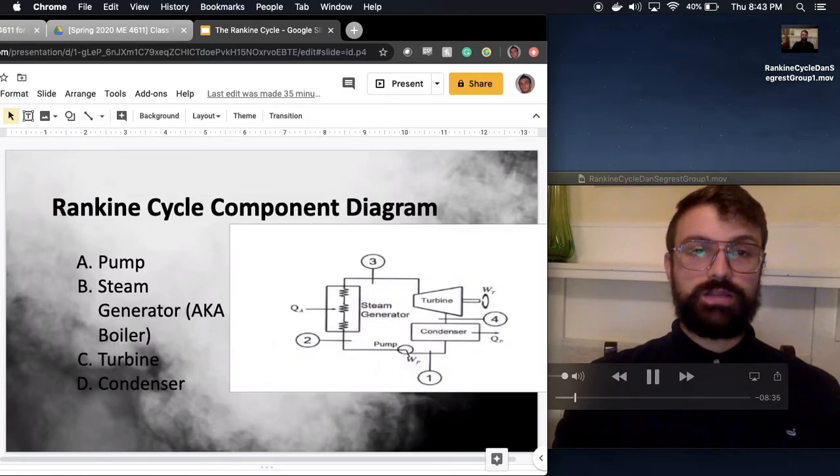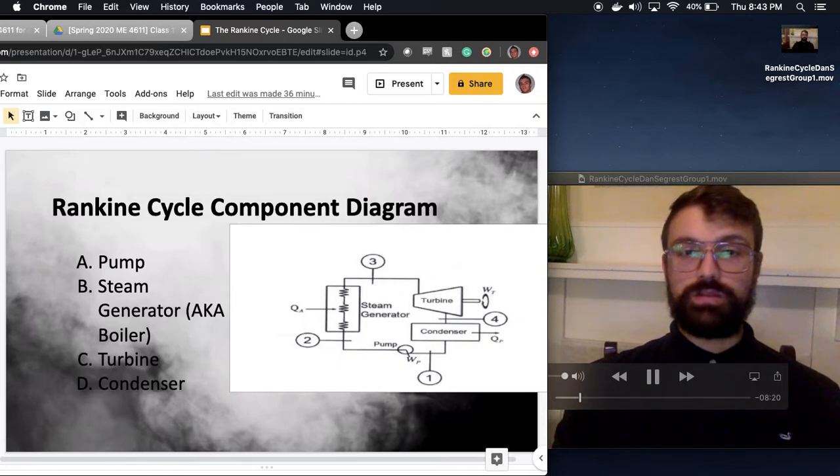So in the setup here we have the component diagram, which is going to consist of four main components. We have the pump, the steam generator, as they call it, which is also known as the boiler. We have the turbine and the condenser. You can see that there are certain parts that are numbered 1 through 4 as spaces in between these components, and those will be referenced in this diagram.